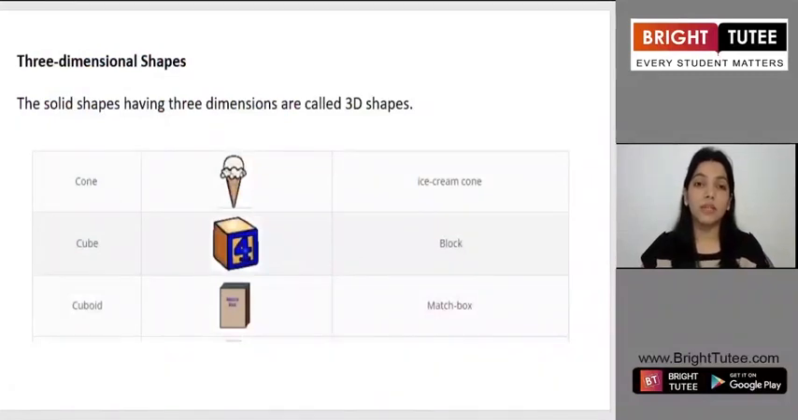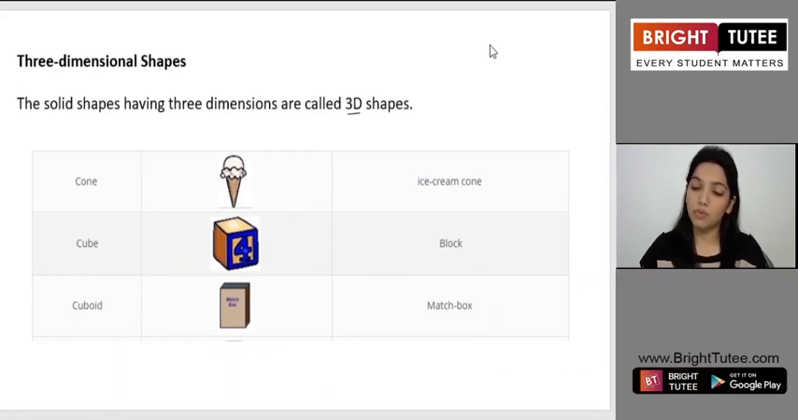Here, starting with the cone. The solid shapes which are three-dimensional, we call them 3D. It's a short form, the capital D, we use for the word dimensional. So starting with cone. What is a cone? As you see in an ice cream cone, this kind of a structure refers to a cone, which is a three-dimensional shape.